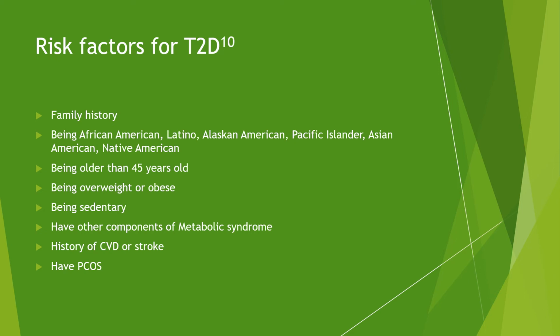History of cardiovascular disease or just stroke, same type of deal. Type 2 diabetes can cause cardiovascular disease. So it's not necessarily that your cardiovascular disease is driving type 2 diabetes. The idea is that if you have cardiovascular disease, you also have potentially type 2 diabetes. And PCOS, which is polycystic ovarian syndrome. Interestingly enough, it seems that polycystic ovarian syndrome may be caused by insulin resistance, increasing androgens in females. So if you have PCOS, there's the potential for a higher risk of type 2 diabetes.